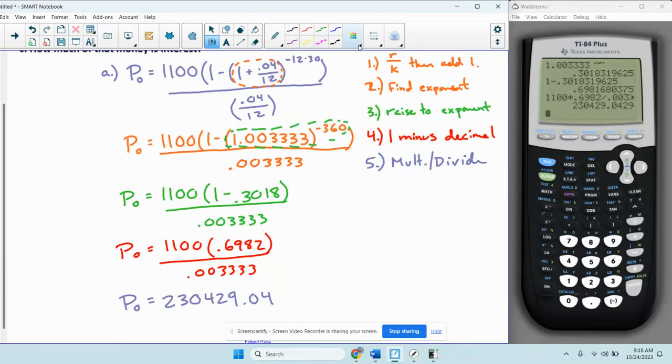So that's part A. Part B just says how much total money will you put in the account? Well, that's your monthly payment times how many times a year you're doing it, 12 times 30 years. So here we're going to do 1100 times 12 times 30. So we paid a total of $396,000.